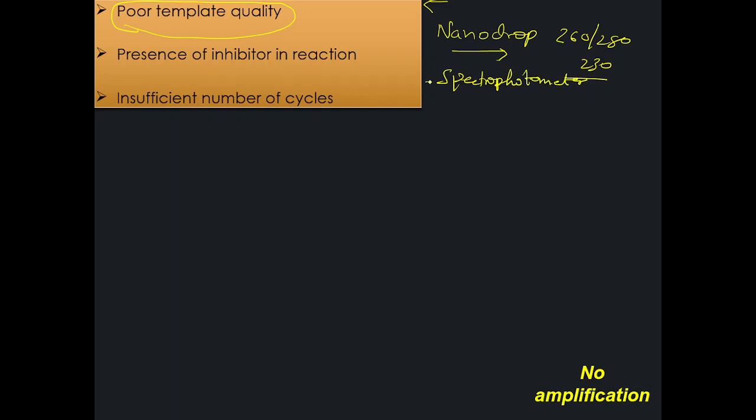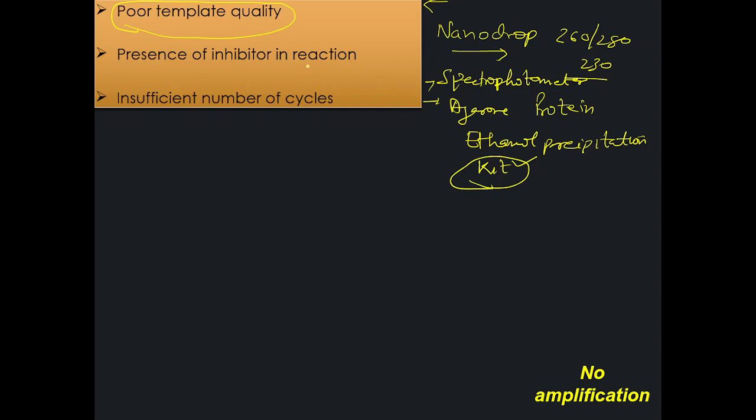Okay, and as well as check by running an agarose gel and see that there is no protein contamination. If that is so, then it is advisable that you use an ethanol precipitation step to clean your genomic DNA, or you can also follow the kit for isolation of genomic DNA. The advantage of using a kit is that you can also get rid of these inhibitors.